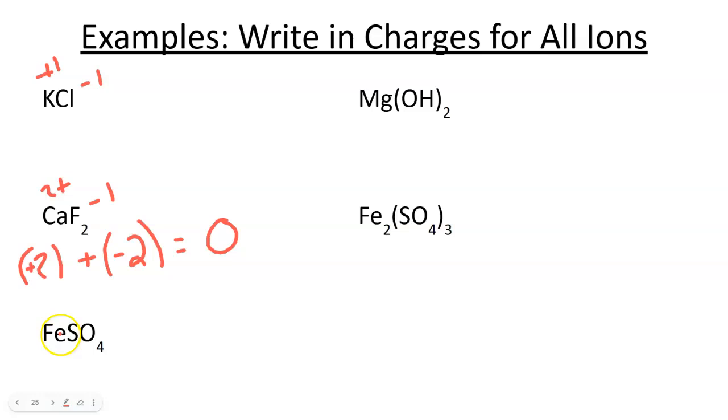This one's a little trickier because iron can be plus 2 or plus 3. Let's tackle the sulfate first. Remember sulfate? It's one of the polyatomic ions on table E. If you look on table E, its charge is 2 minus. When I say you need to be familiar with the ions on table E, this is what I mean. You won't really know that it's sulfate unless you're familiar with those ions.